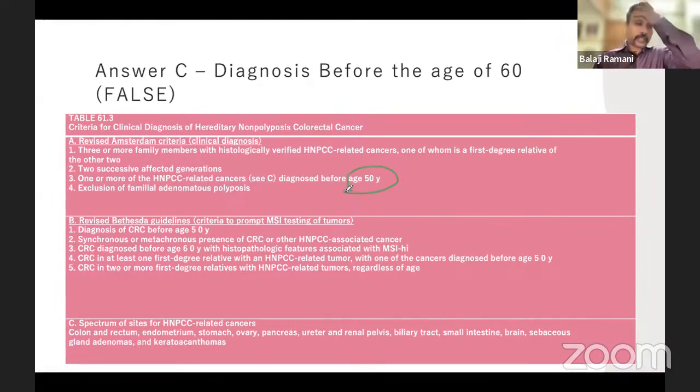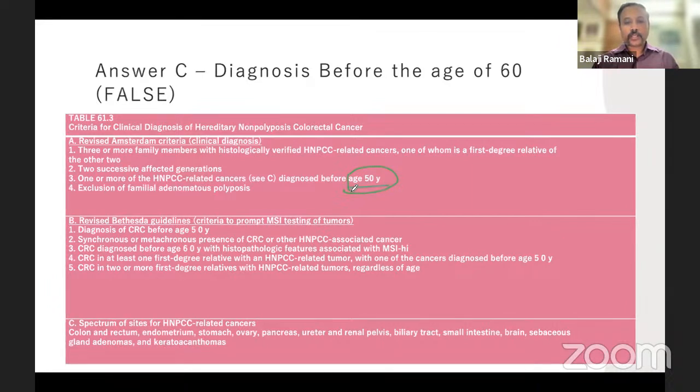Now, Amsterdam criteria and Bethesda criteria came in at the time when it was based predominantly on clinical criteria, and we didn't have genetic testing available, or it took a very long time. The turnaround time for genetic testing, when only Sanger sequencing was being used, was almost one to two years to get the reports. So we used to use only the clinical criteria in the previous days.